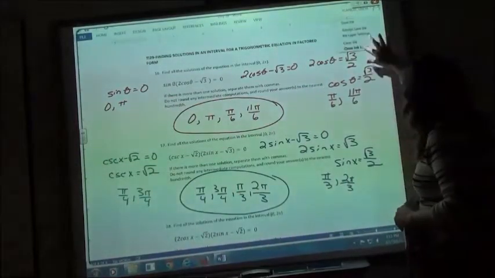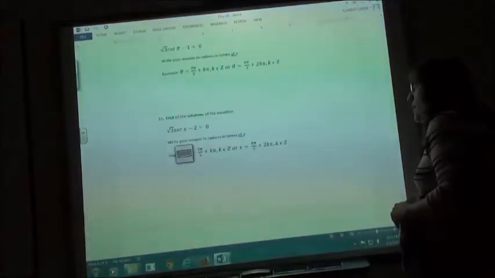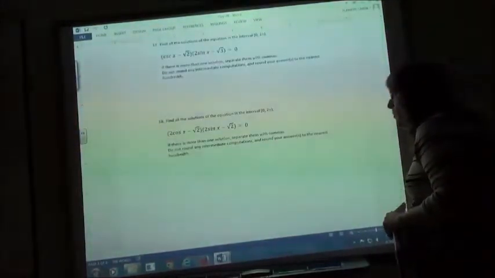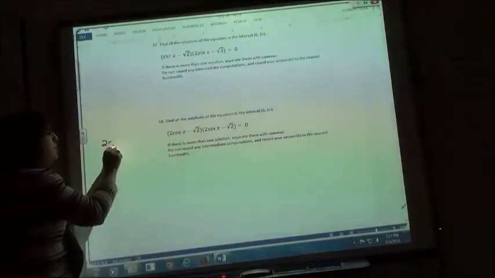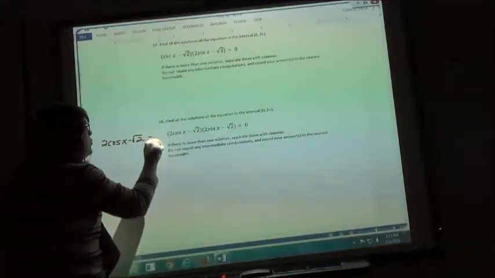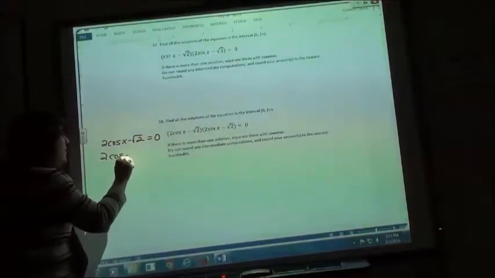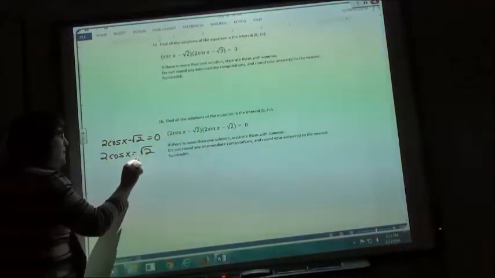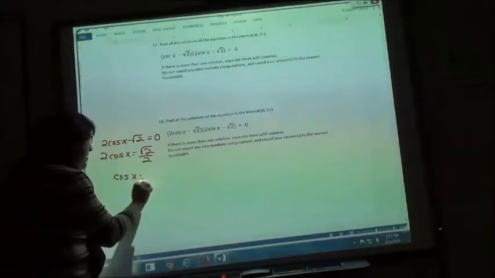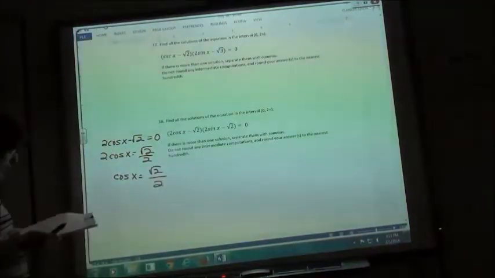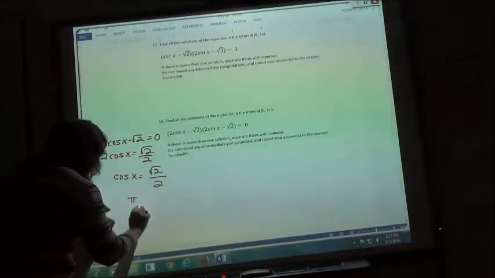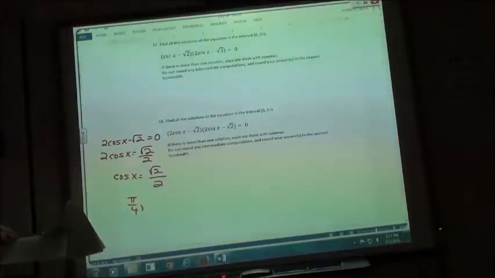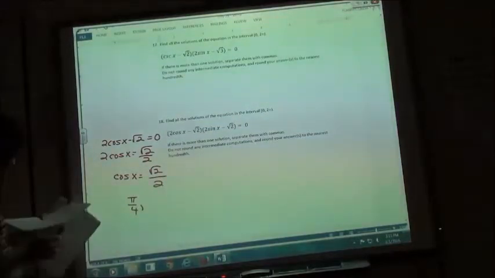Number 18, same kind of thing. Let me move my board here as far up as it will let me go, which is that far. So again, I'm going to just break these down into 2 problems. 2 cosine of x minus the square root of 2 equals 0. So 2 cosine of x would equal square root of 2. Divide that by 2. Cosine of x equals square root of 2 over 2. So looking at my table, cosine equal to square root of 2 over 2 would be pi over 4. And if I keep looking for square root of 2 over 2 under my cosine, 7 pi over 4.